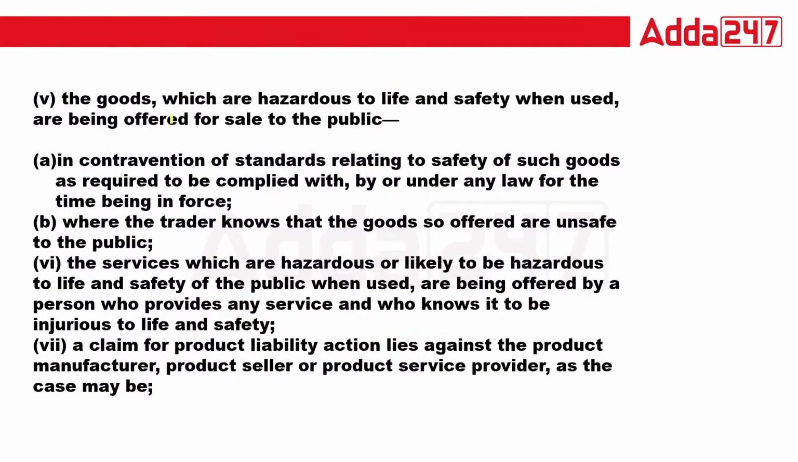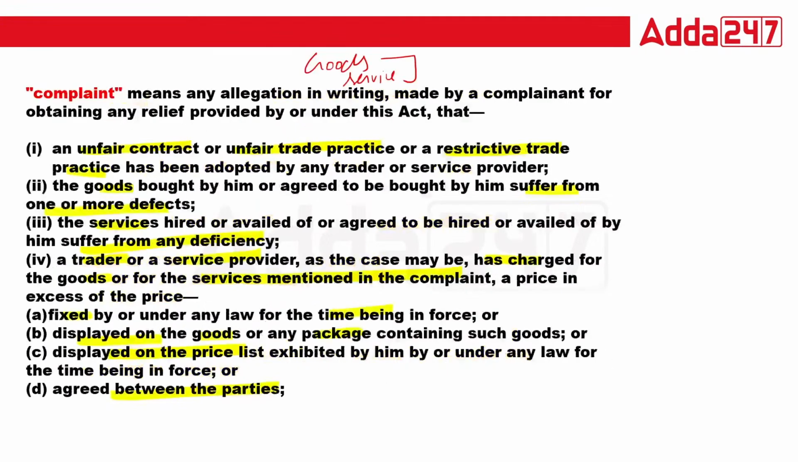Now see, goods which are hazardous to life and safety when used are being offered for sale to the public, in contravention of the standard relating to the safety of goods, where the trader knows that the goods so offered are unsafe for the public. Services which are hazardous or likely to be hazardous to the life and safety of the public, and a claim for product liability action lies against the product manufacturer, product seller, or product service provider. These are the things that come under the definition of the term complaint.